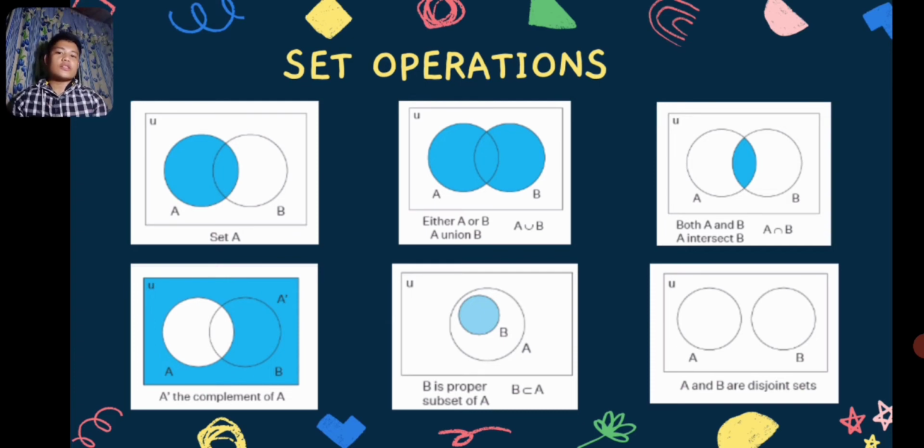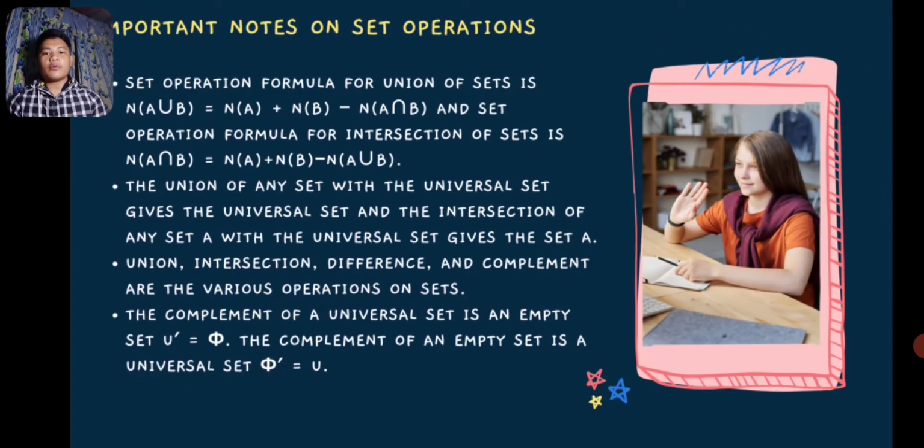Now let us explore the properties of set operations through an example. But before that, we will have some important notes on set operations. The formula for the union of sets is n of A union B is equal to n of set A plus n of set B minus n of the intersection of A and B. And the formula for the intersection of sets is n of A intersection B is equal to n of set A plus n of set B minus n of the union of A and B.